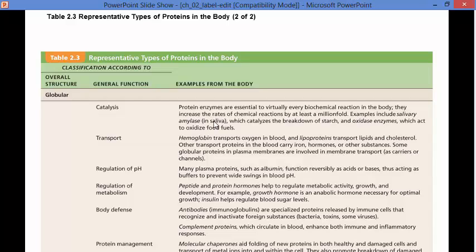And also hormones. Hormones are made out of protein as well. So, for example, insulin, glucagon, other hormones from your pituitary gland are made out of protein as well.